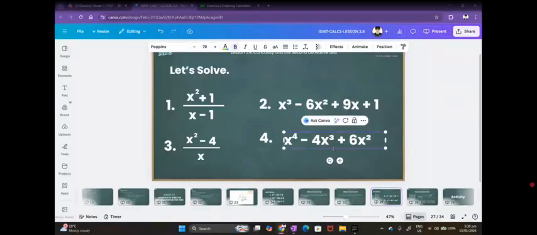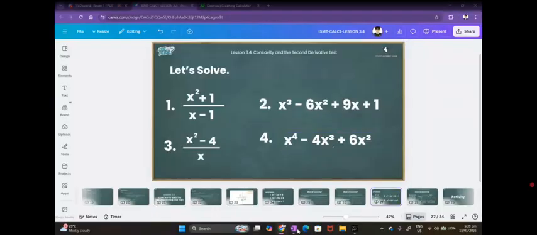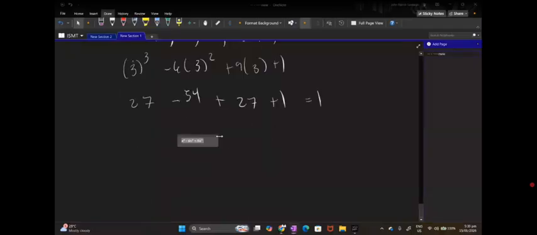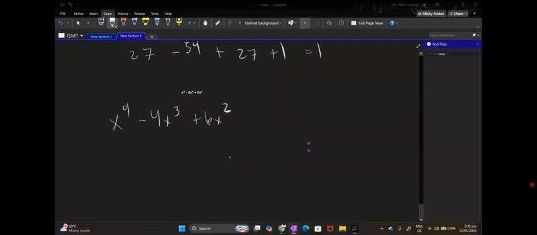Is last function. Then mamaya, magsasagot din kayo sa extra time. Then pa-check nyo na lang sa akin. So, it's gonna be x raised to 4 minus plus 6x squared. Yan. So again, get the first derivative. It's gonna be 4x cubed minus 12x squared plus 12x.